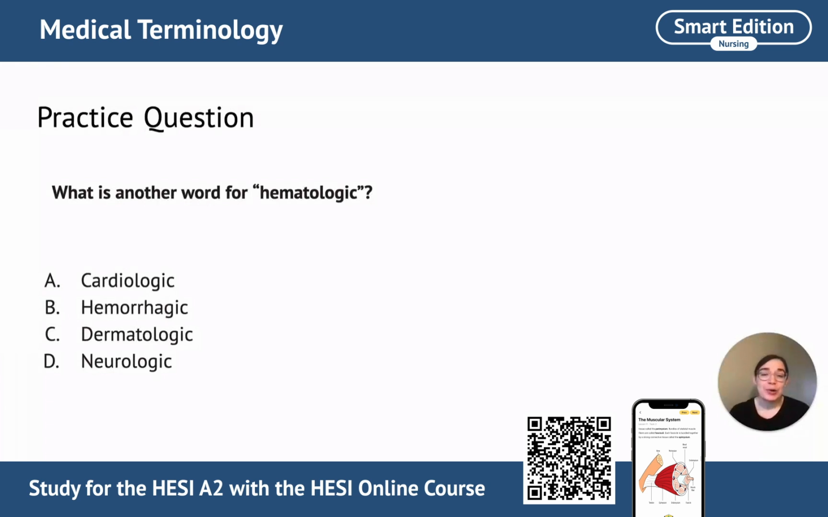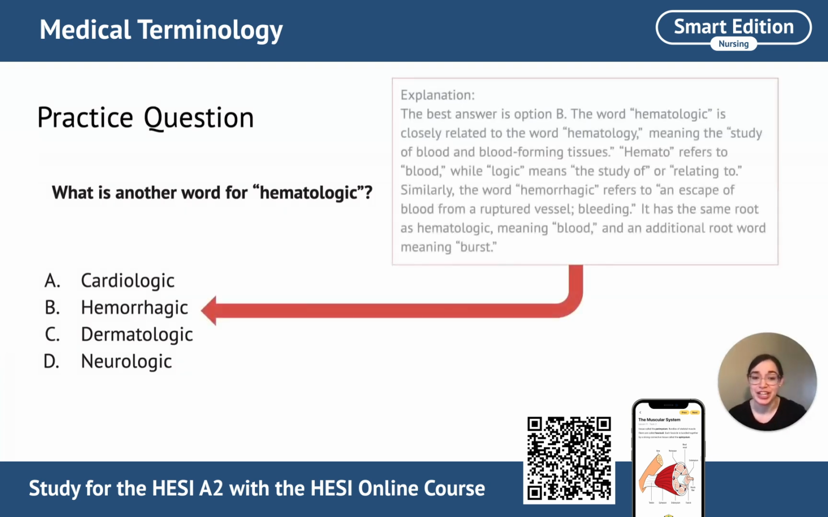So let's go through some practice questions now to help reinforce these concepts. What is another word for hematologic? Is it A, cardiologic? Is it B, hemorrhagic? Is it C, dermatologic? Or is it D, neurologic? And the best answer out of these options is option B, hemorrhagic.